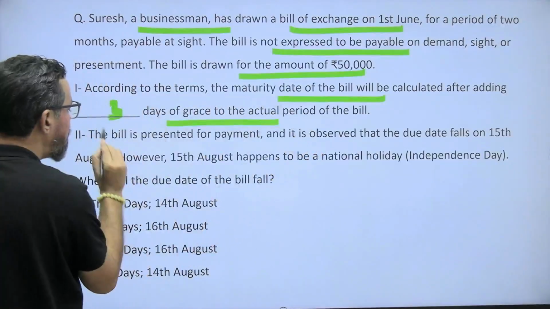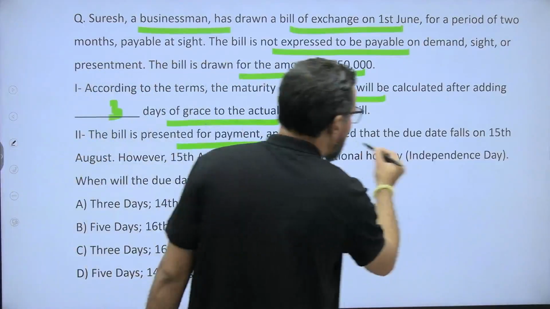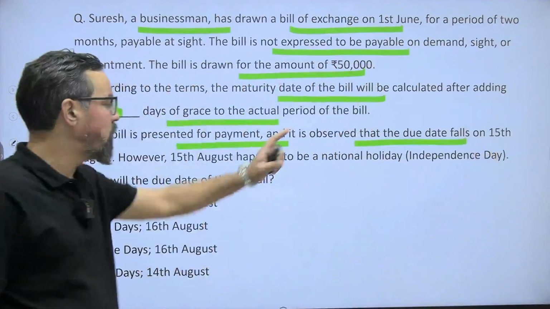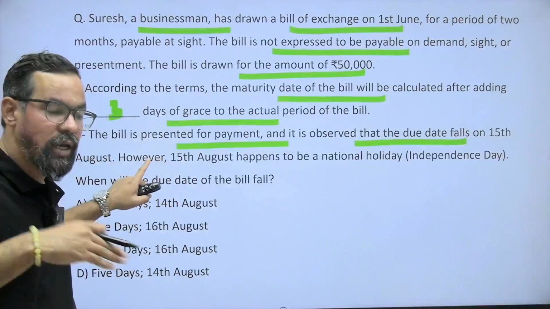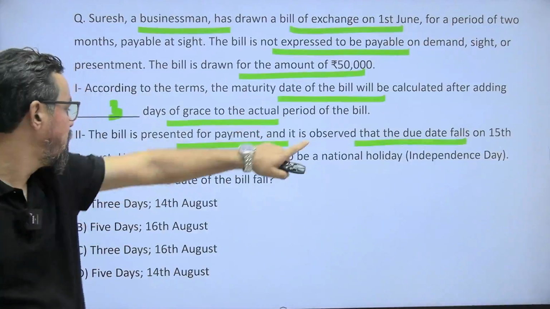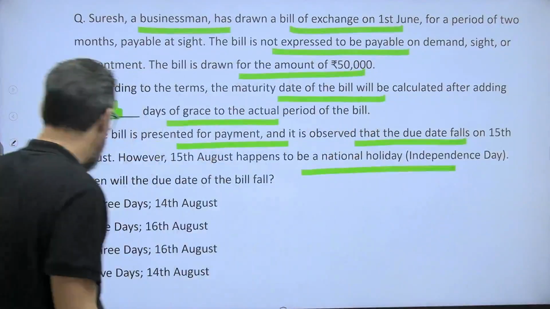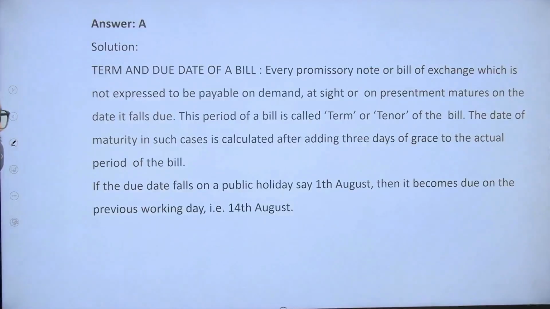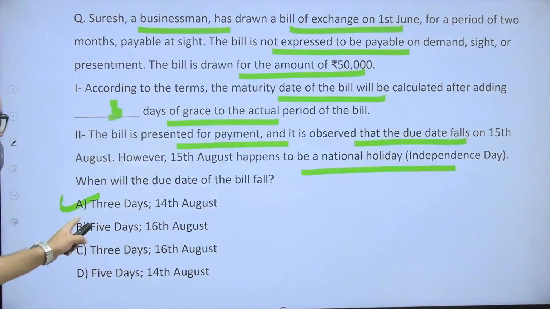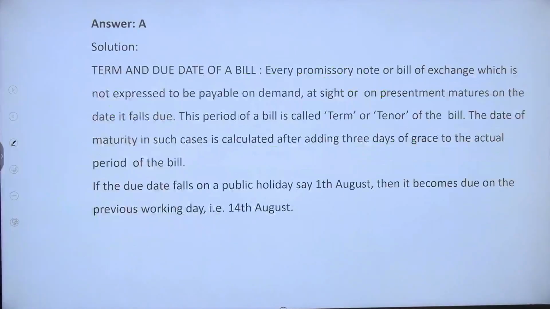Okay. The bill is presented for payment and the due date observed is 15th August. So if that is the case, it will be the previous day, means 14th August, because 15th August is a national holiday, Independence Day. So 3 days, 14th August. So what will be your correct answer? A only will be the right answer for this particular one. So previous day. In case of bill of exchange, it is accounted as the previous date.